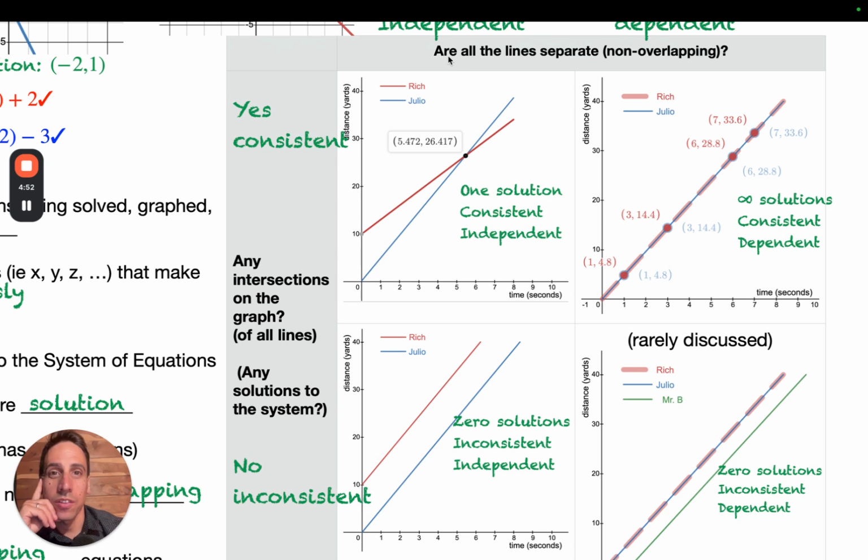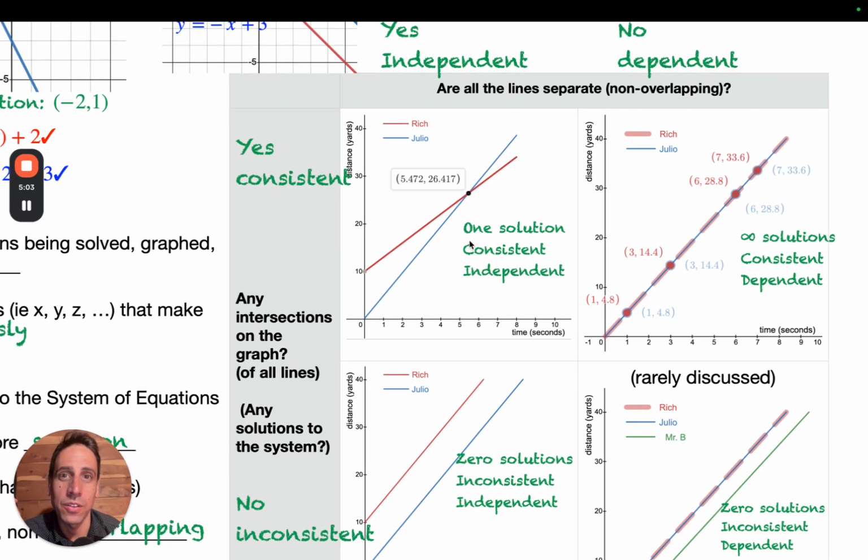The next question is, are all the lines separate? Or what you might say, non-overlapping. Yeah, these are two separate lines. And these are two separate lines, but over here, so the answer is yes. And if the answer is yes, we call that independent. This line is independent from this one. These two lines are independent from each other. However, if it's overlapping, then the answer to this question is no. And we call that dependent. You can see these are not separate. They are, in fact, overlapping here.